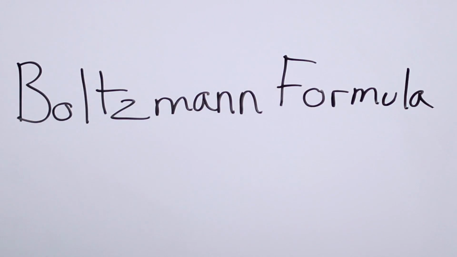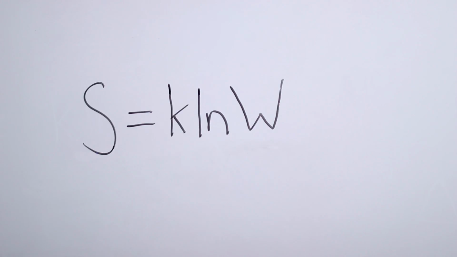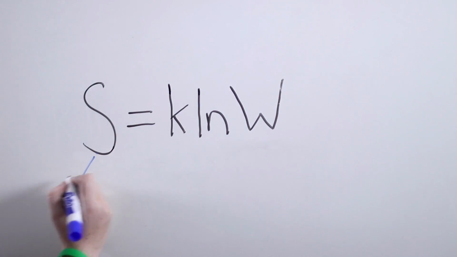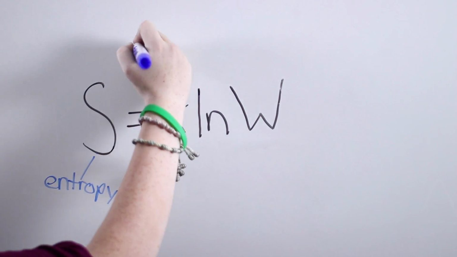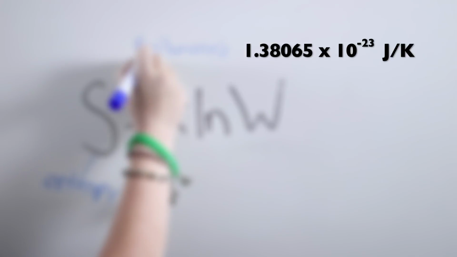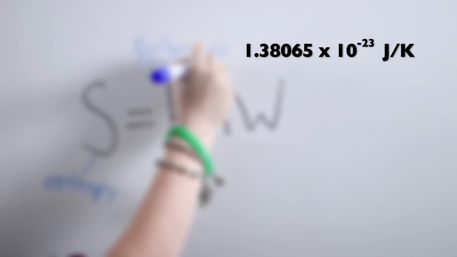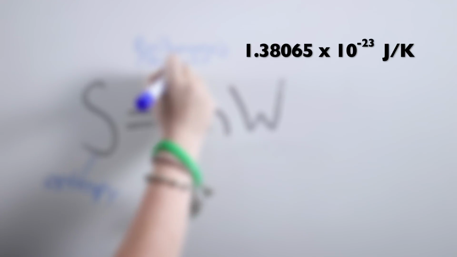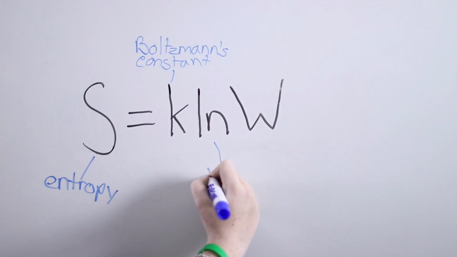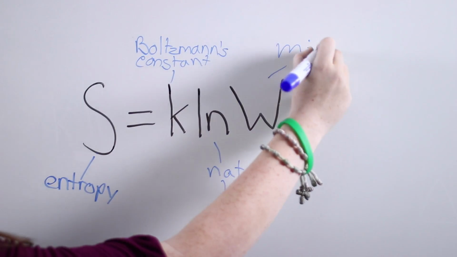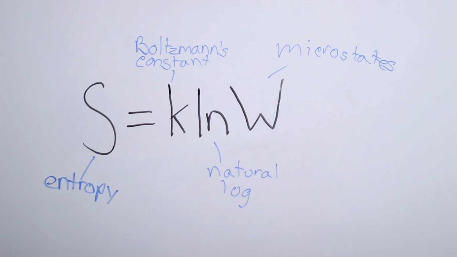The Boltzmann formula is S equals k times ln W, S being the entropy, k being Boltzmann's constant, or the number 1.38065 times 10 to the negative 23rd joules per Kelvin. This allows you to calculate the average energy and therefore the average speed of gas molecules. The ln(W) is the natural log of the number of microstates, which is calculating the total number of conformations.